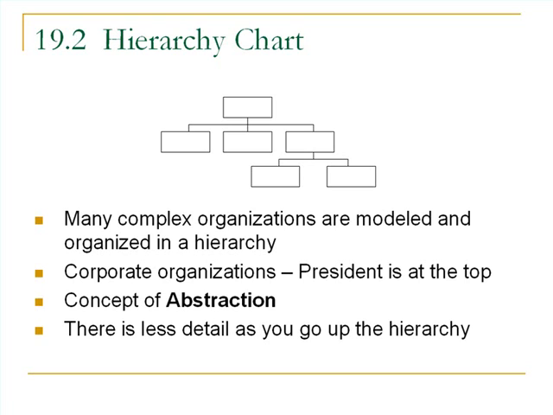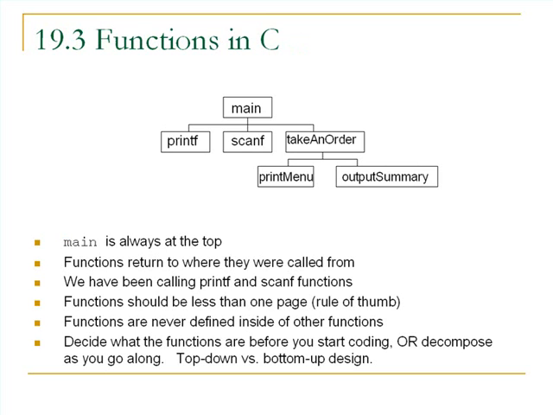In abstraction, we have an issue of how much detail is presented at each place. So the president of the corporation can't possibly manage the detail of all the employees in a large company. So the president has an abstract view of the company, which is by communicating with the next layer down in the hierarchy chart. So in this slide, we see that C programs are also going to be divided into a hierarchy chart, or represented in a hierarchy chart.